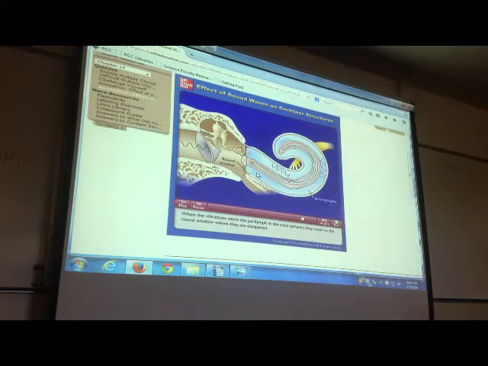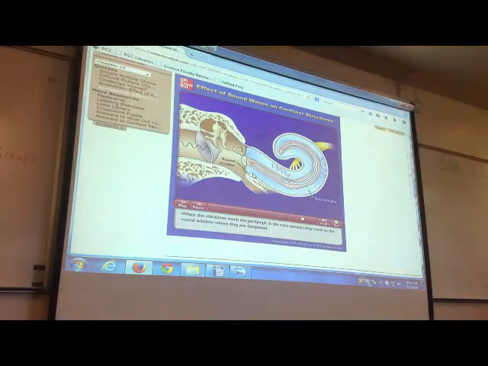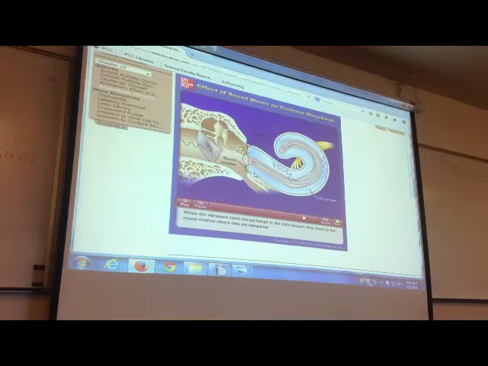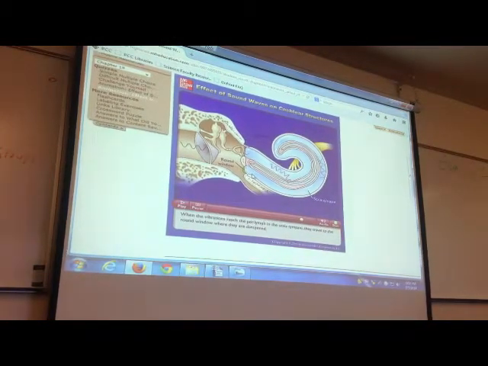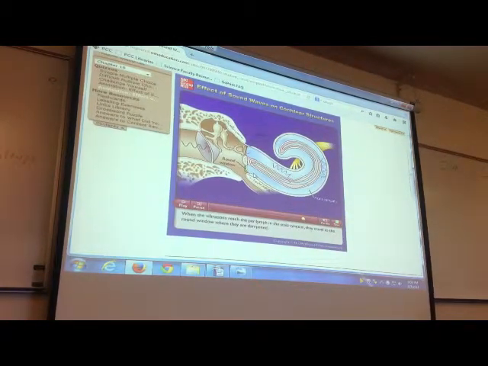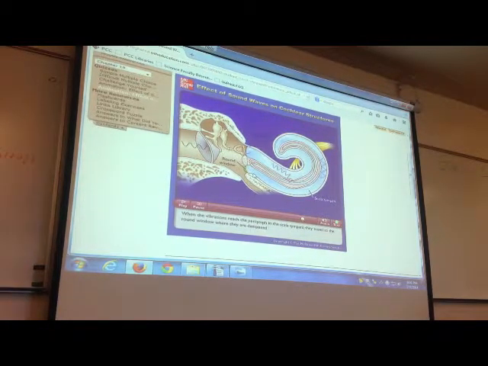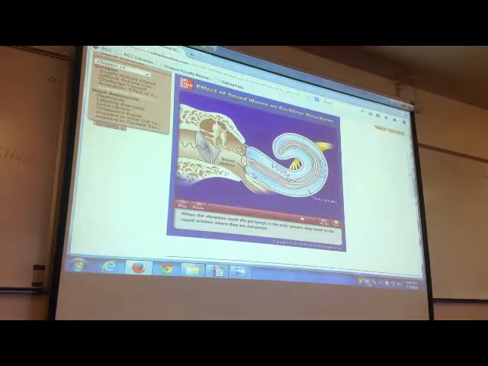So you need two doors. You need a door in, that's the oval window. You need a door out, that's the round window. So let's put that on our magic wall of glory here. So in my snail, right? I'm going to go in the oval window. And that's going to push on the fluid. It's going to come out the round window. Oval window, in. Round window, out.